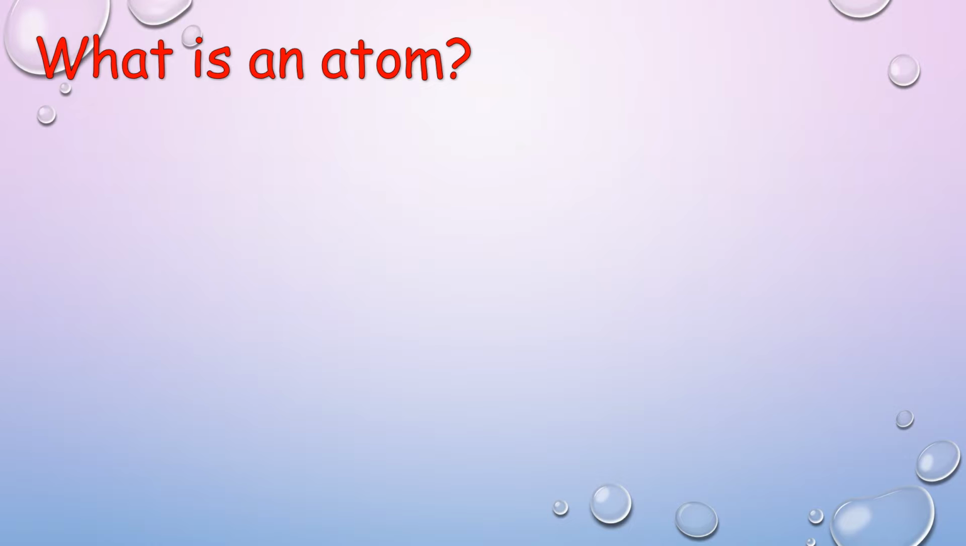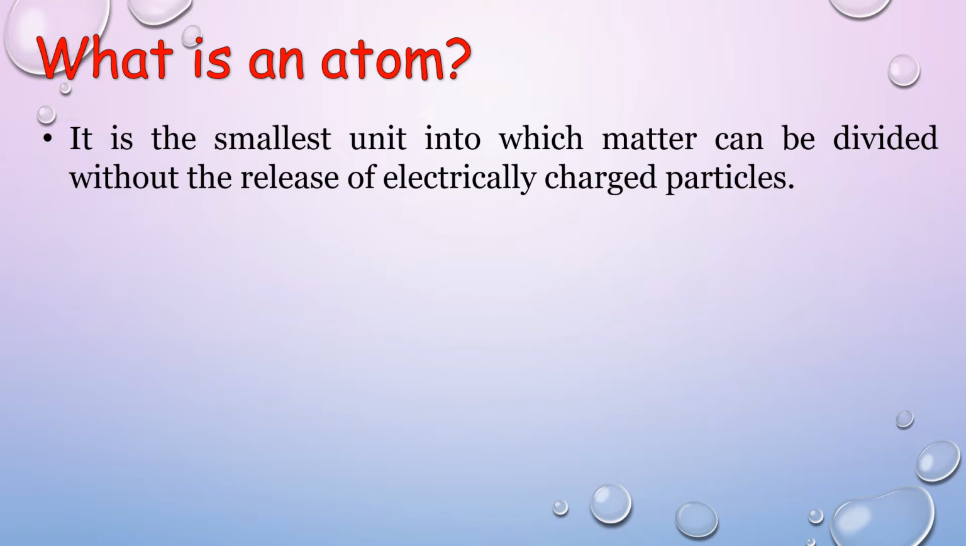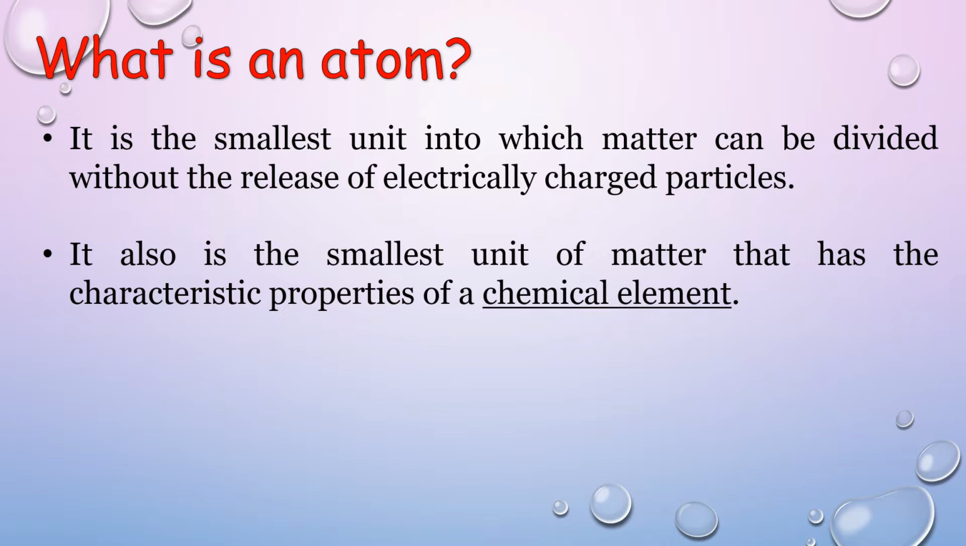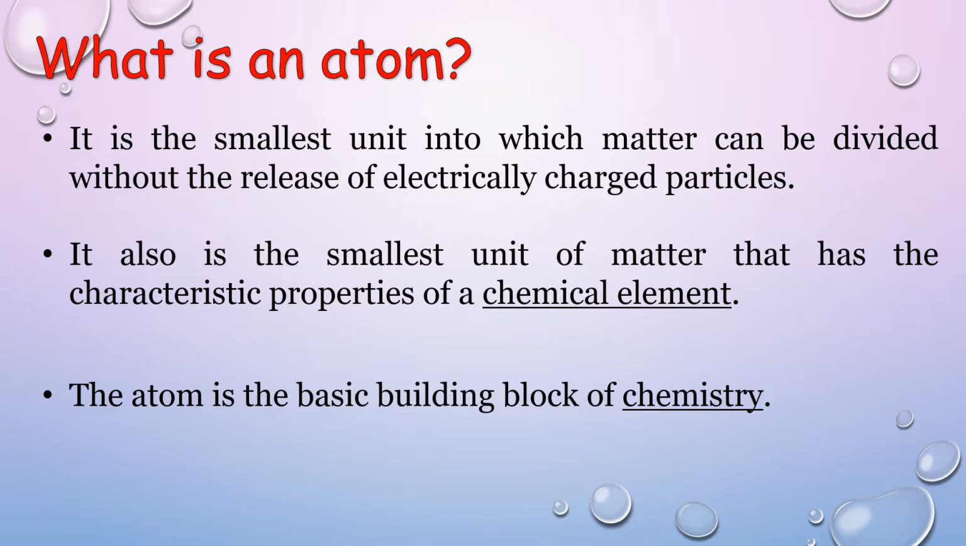So let's have a short review first of what is an atom. An atom is the smallest unit into which matter can be divided without the release of electrically charged particles. It is also the smallest unit of matter that has the characteristic properties of a chemical element. And lastly, an atom is the basic building block of chemistry, or the basic building blocks of matter. So I believe that this is already discussed in your elementary science as well as in your grade 8 science.